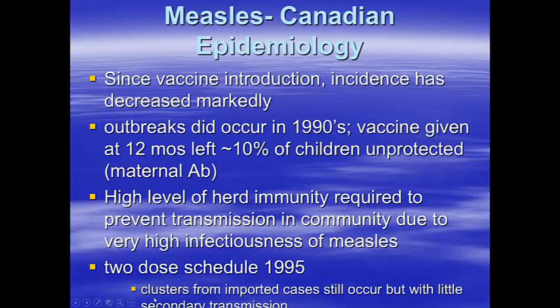Occasionally we get clusters of measles that are usually imported from other countries. But because our population vaccine rate is fairly high, these outbreaks tend to die off. They don't spread like wildfire through the population because most people are immune.